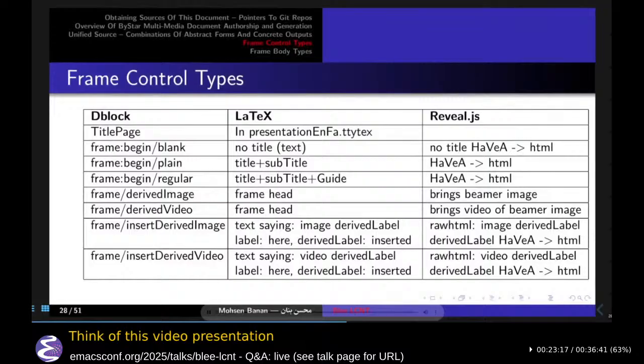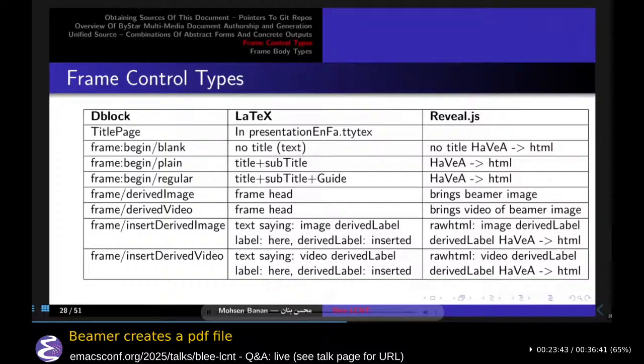Think of this video presentation as a sequence of frames. Each frame is controlled by an org mode dynamic block. This table lists available D blocks from which you can choose. For example, this particular frame that we are watching is controlled by BLCNT Pres frame derived image.